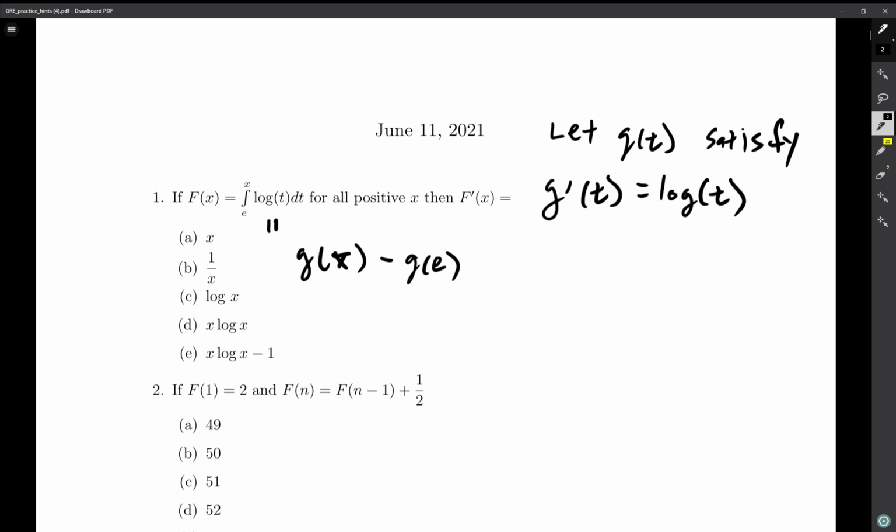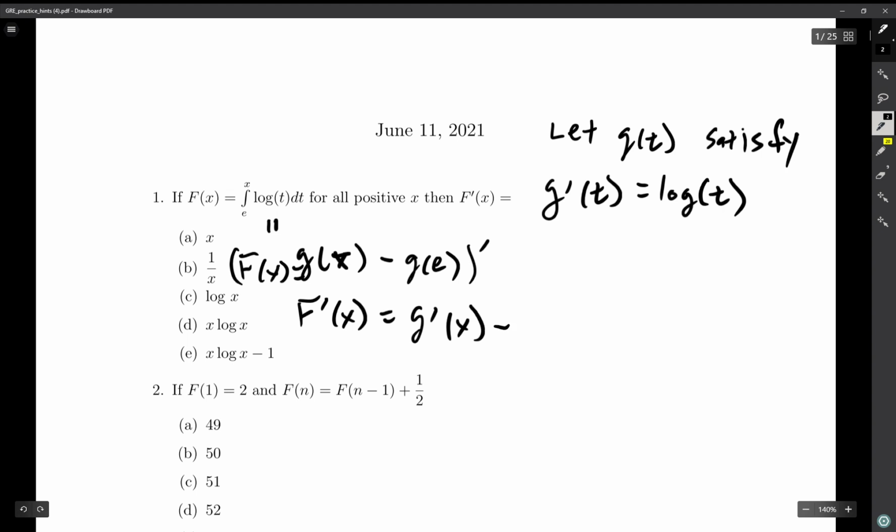And now what we're doing here is we're noting that this is this big f of x, and so now what we can do is we can just take the derivative of this to get f prime of x equals g prime of x minus g of e prime, and since this is just a constant, that disappears, right? And so it really is a simple trick, but the tests can complicate it in some ways, right?